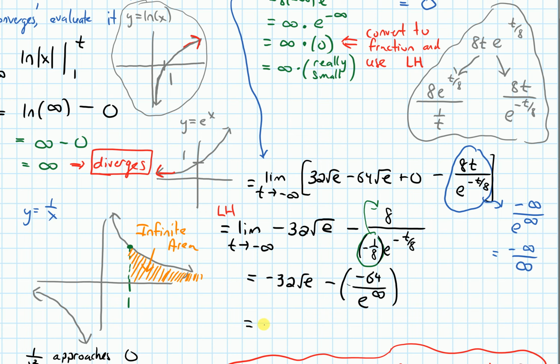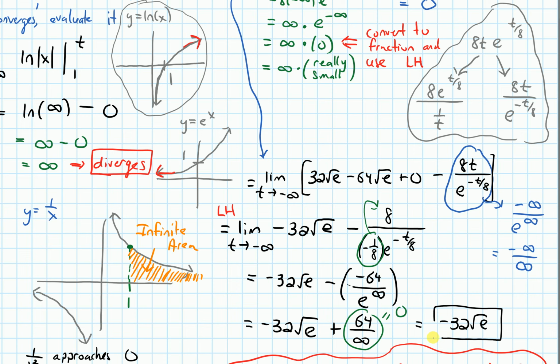So this ends up being negative 32 root e, root e, double negative becomes a positive, and then this is 64 over infinity. e to the infinity is infinity, and 64 over infinity is 0. A constant being divided by a huge number is going to be really, really small. That's why it's 0. So we get negative 32 root e.